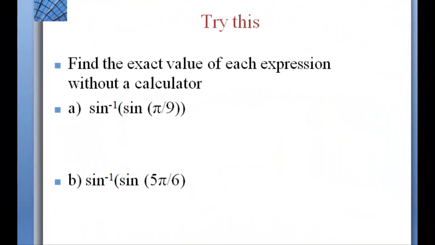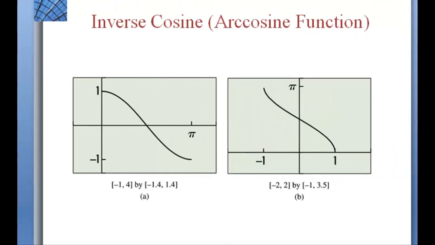Think about this. What is the arcsine of the sine of pi over 9? And what's the arcsine of the sine of 5 pi over 6? You can do the same thing with the cosine. Here we have the cosine restricted function from 0 to pi for our x's. So when we take the inverse cosine, the range will be from 0 to pi.